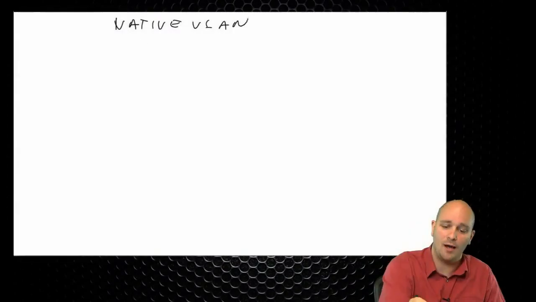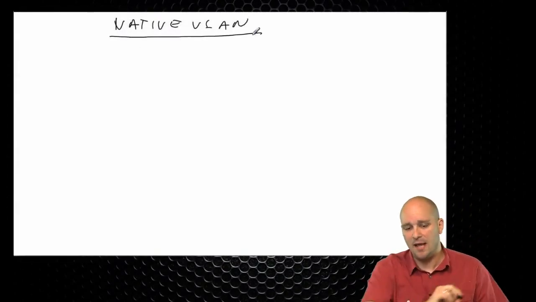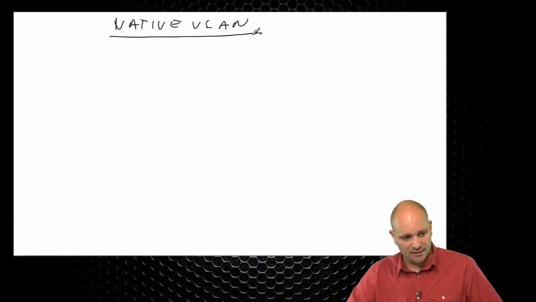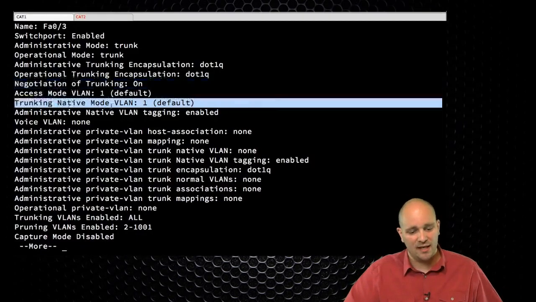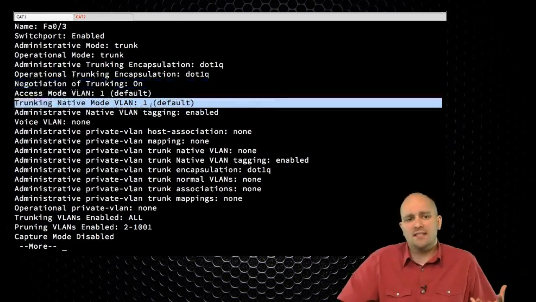We are going to talk now about the native VLAN. If we take a look at our configuration as it is now, we can see that it says trunking native mode VLAN 1. What does that mean? What is the native VLAN?